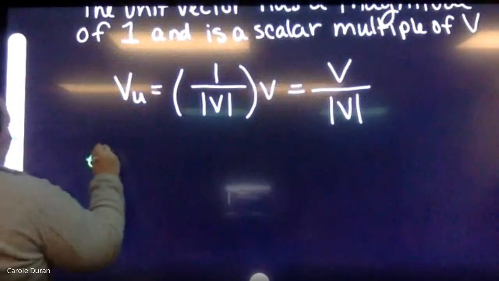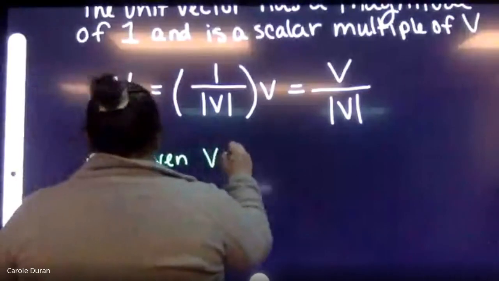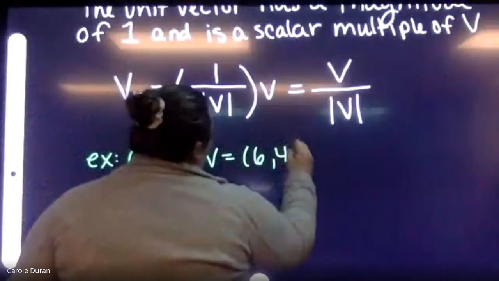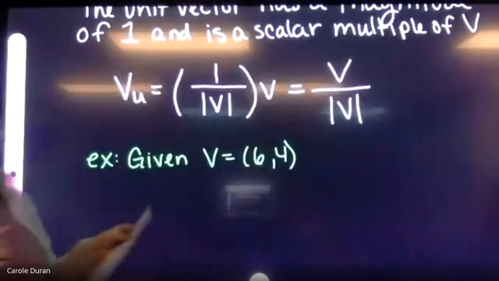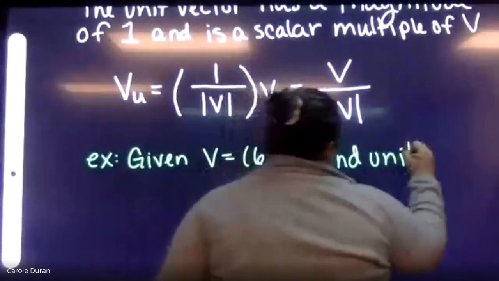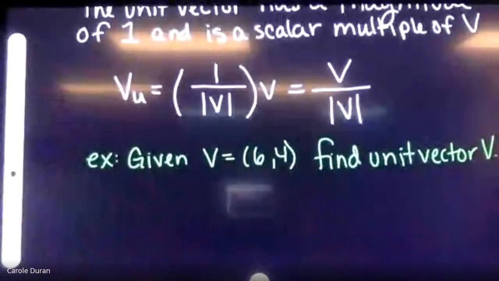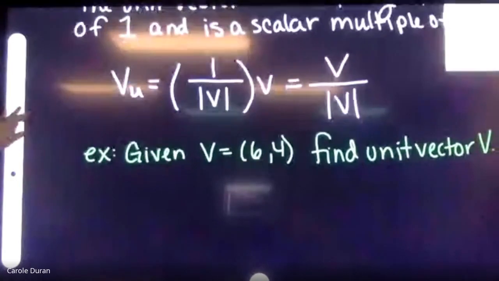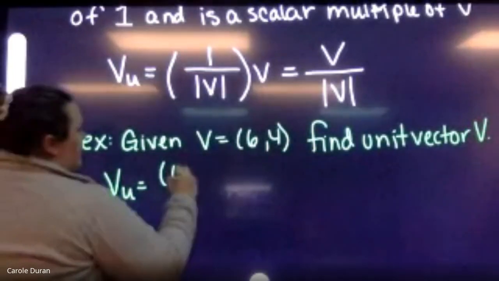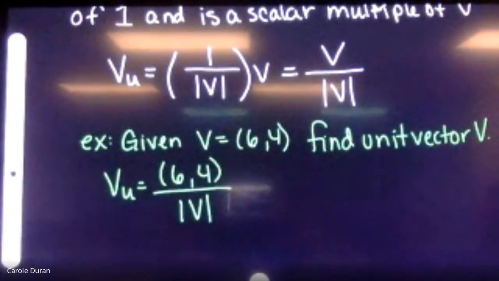So the example we're going to use: given vector v equals <6, 4>, find the unit vector of v. I use v_u to denote a unit vector just so it looks different than normal v. So v_u here is going to equal my vector <6, 4> over the magnitude of my vector v. So I'm going to have to find that magnitude before I can actually do this.